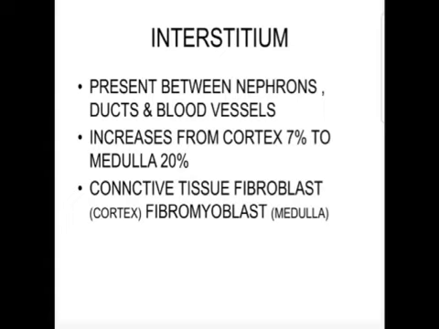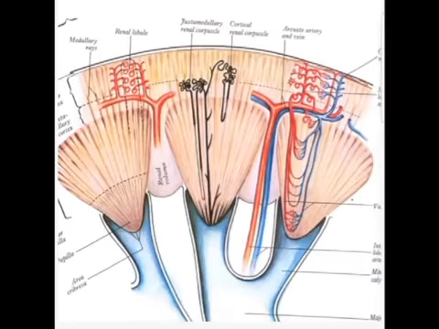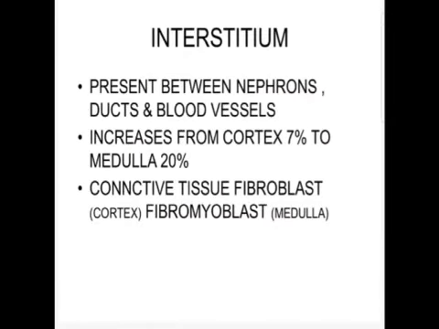The interstitium of the kidney is present between the nephrons, the ducts and the blood vessels, and the interstitium increases from the cortex, 7%, to the medulla, 20%. This is actually the connective tissue which consists of the fibroblasts and the myofibroblasts.